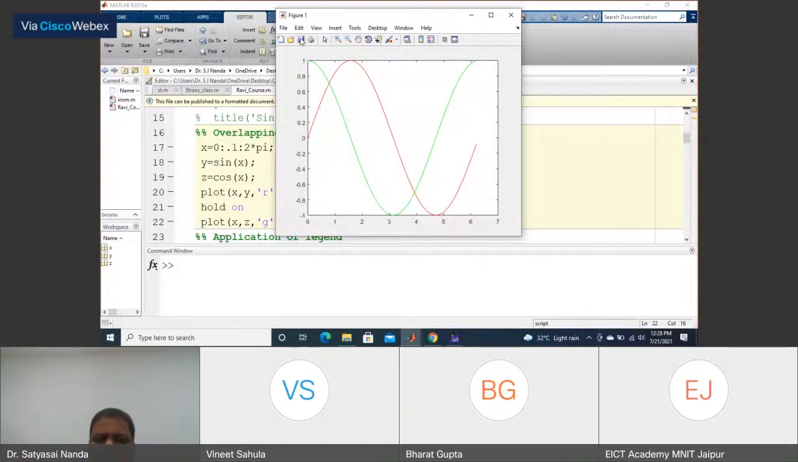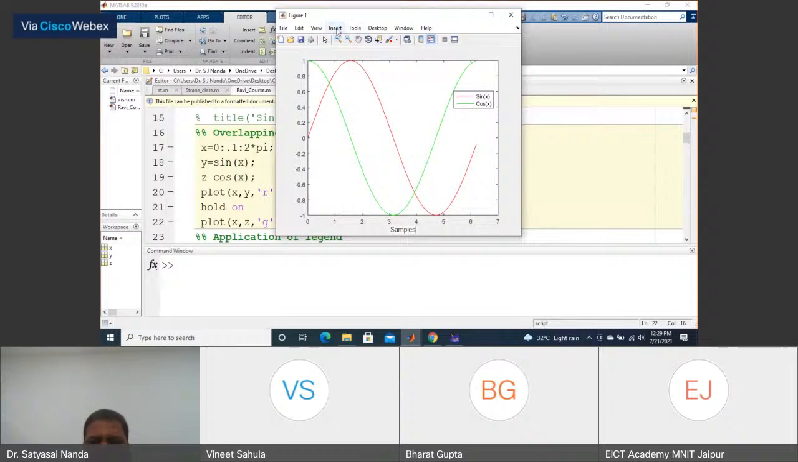Then you have to insert a legend. With this you can name the two data sets. Data one is your sine function, sin of x, and data 2 is the cosine function, cos of x. Like that, you can use sine and cosine to create simultaneously overlapping curves. Many other curves you can plot in one particular window. In the insert menu there is also an X label, and in the X label you can name it as samples.